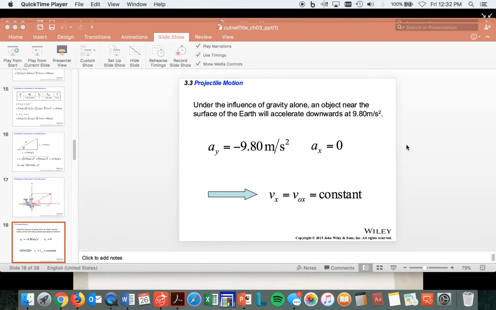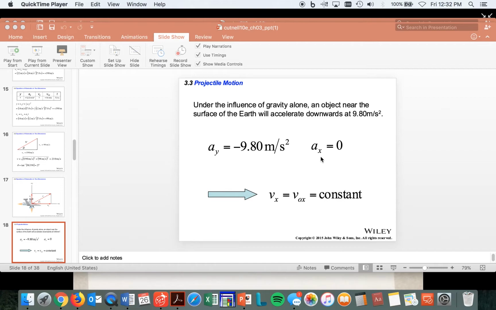Here is one of the most important slides that I'm going to beat into your head. Remember how when I did that problem where they showed the airplane moving, we dealt with the y coordinates and the x coordinates, right? In that problem, we actually had an x component of velocity.